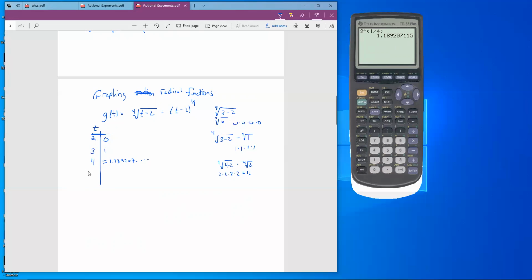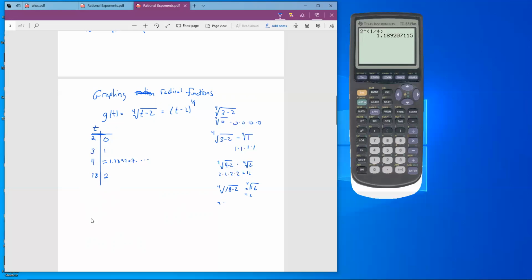Really what you want to do is pick numbers in here that do have a fourth root. I know 0 and 1 do. I think the next number that has an easy fourth root is 16. So how can I make this 16? Well, if I make t equal to 18, 18 minus 2 is going to give us 16, and the fourth root of 16 is equal to 2. We just did that up there. So here's our 2.